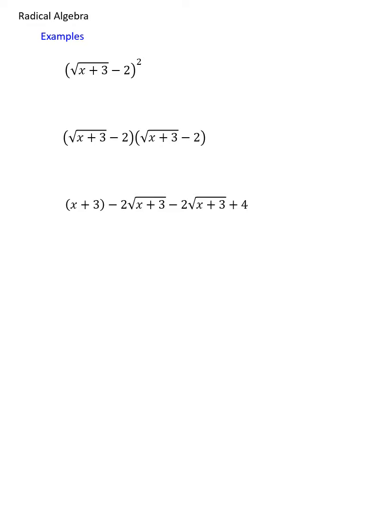Now that I've performed the multiplication, I'm going to look for simplification. The first one that jumps out at me is that I can combine the two radical x plus 3 terms using the distributive property or the rule for combining like terms. Notice I simply combine the coefficients. -2 plus -2 is -4, leaving the radical alone. And finally, I can add the 3 and the 4 together to make 7, and I have a simplified version of the original expression.